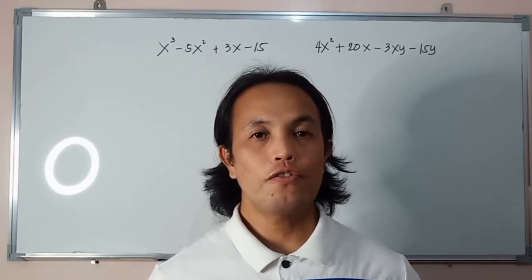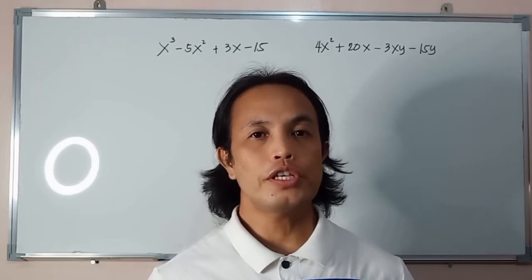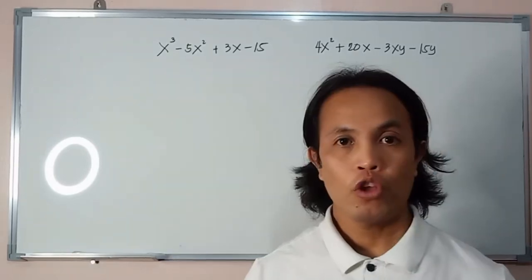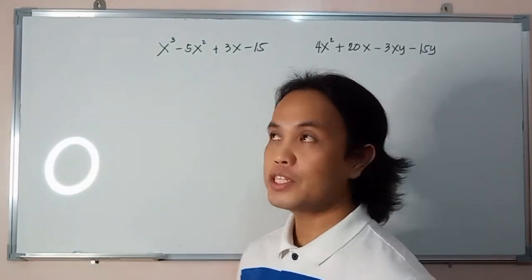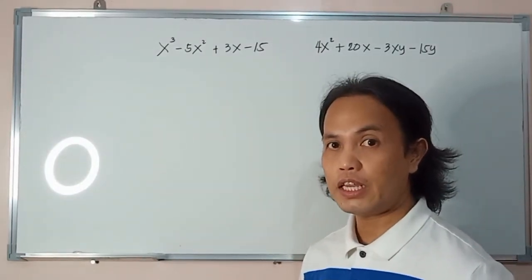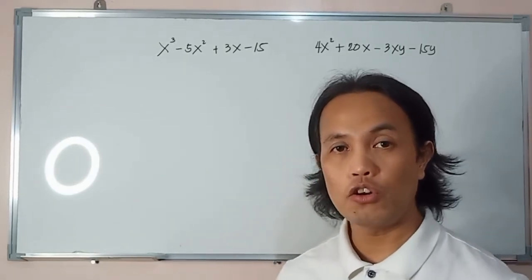Still, this is a lesson for grade 8 students. So how do we factor polynomials by using factoring by grouping? We will try these examples here. We have our first polynomial, which is x cubed minus 5x squared plus 3x minus 15. So how do we factor this polynomial by using factoring by grouping?